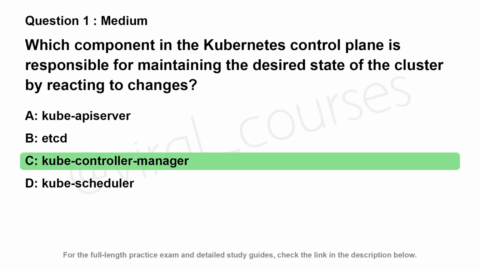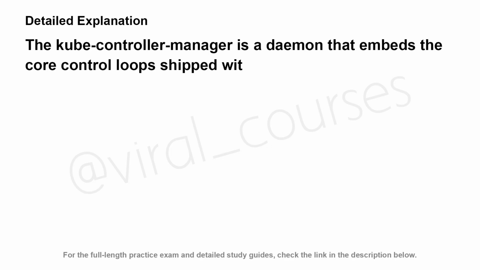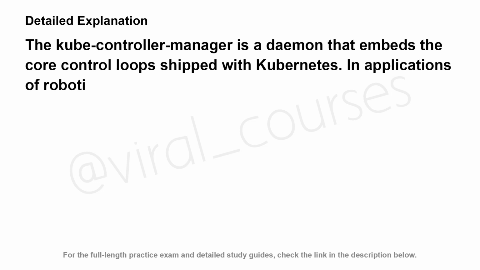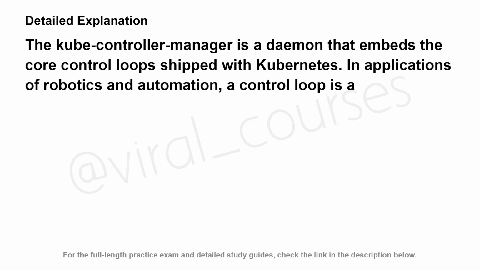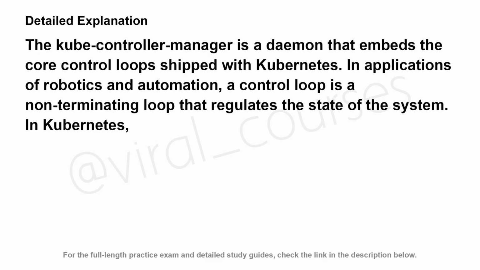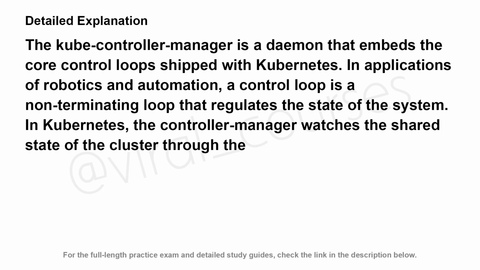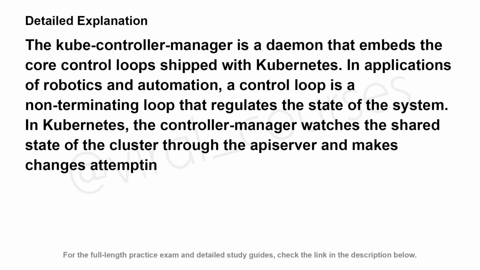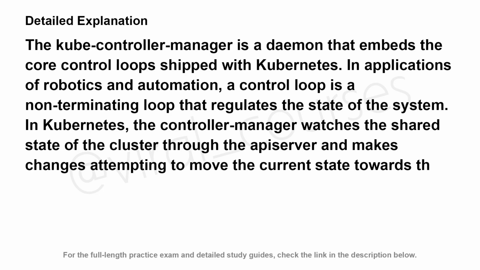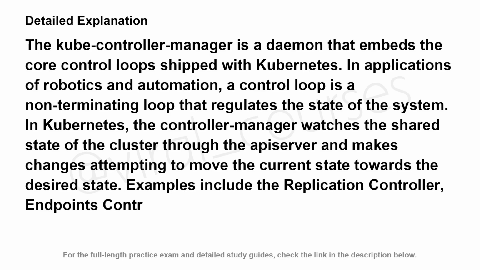The correct answer is C. The Kube Controller Manager is a daemon that embeds the core control loops shipped with Kubernetes. In applications of robotics and automation, a control loop is a non-terminating loop that regulates the state of the system. In Kubernetes, the Controller Manager watches the shared state of the cluster through the Apiserver and makes changes attempting to move the current state towards the desired state. Examples include the Replication Controller, Endpoints Controller, and Namespace Controller.